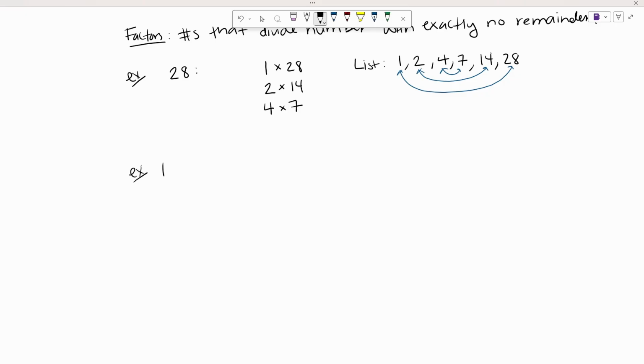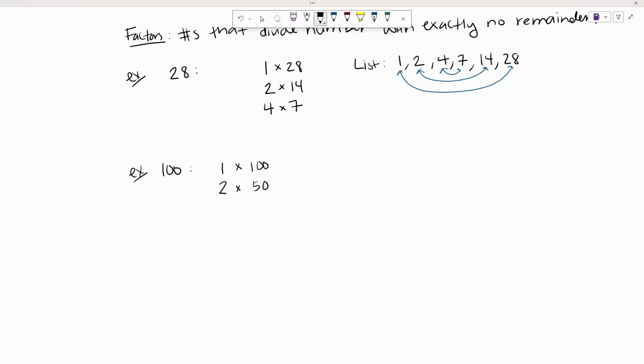Let's look at the number 100. What are all the ways we can multiply two numbers to get to 100? I always start with 1 because we know that any number times 1 is itself. Thus, 1 is always a factor of any number. Let's list the rest of the product pairs. So we have 1 times 100, which we already know. And then we just go up from there.